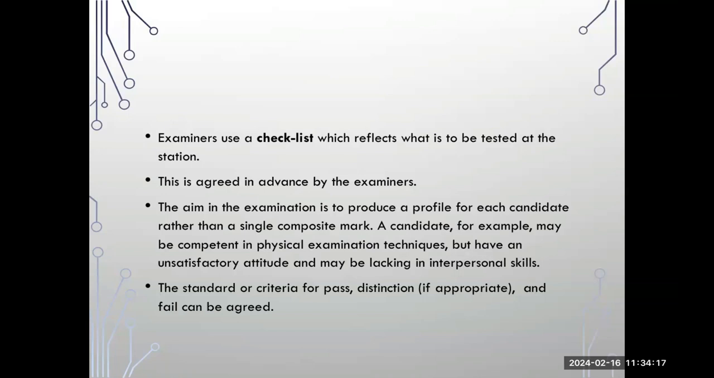This is agreed in advance by the examiners. Now, the aim of taking the OSCE is to produce a profile for each candidate rather than a composite mark. For example, some students might be good in theory, some might be good in communication skills, some might be good in psychomotor skills, the psychomotor domain. So as a whole, we are testing our student from all the domains, and that creates a profile of our student. And what will be the criteria for passing or failing? That should be agreed in advance: how many marks mean that this person has passed or failed, or has attained distinction.